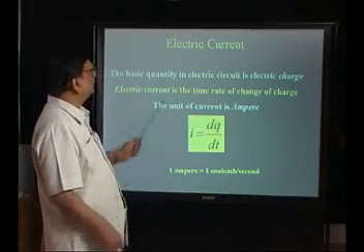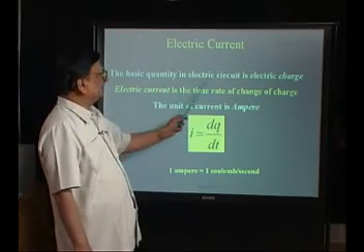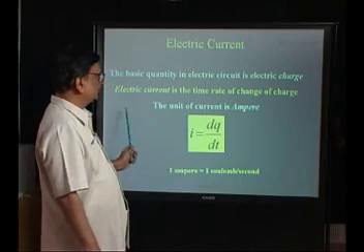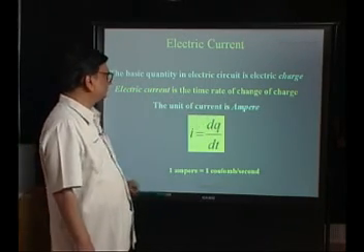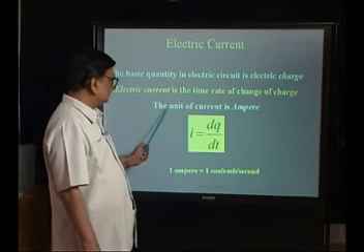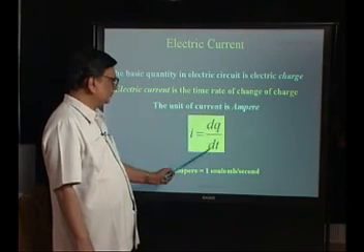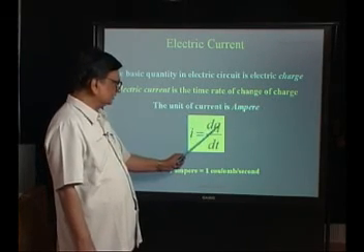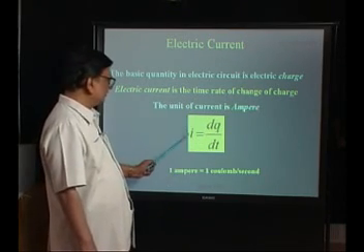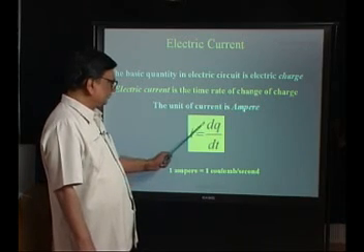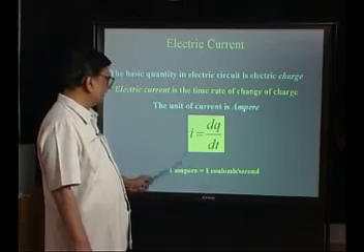We shall define a very important thing known as the electric current. The basic quantity in an electric circuit is the electric charge, that we have just now learned. Then electric current is the time rate of change of charge. We can express that in mathematical terms as i = dq/dt. That means there is a charge change dq for a definite time dt. So, we can define 1 ampere as: if we have 1 coulomb change in 1 second, then we say we have 1 ampere.